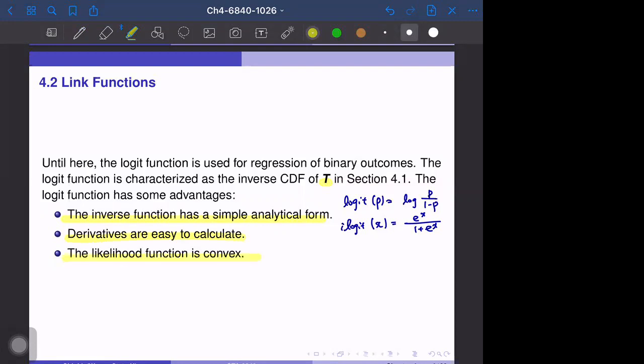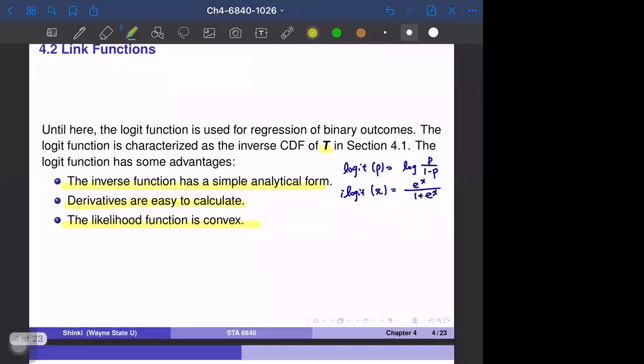And also a good thing is the likelihood function is convex, so we don't have to worry about convergence. So logistic regression is a numerical method. So we don't have a guarantee that we can reach the global maximum of the likelihood function, but actually the function is convex, so we can approach the true answer with the monotone increasing likelihood.